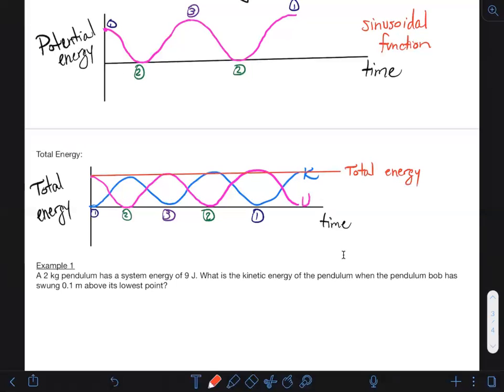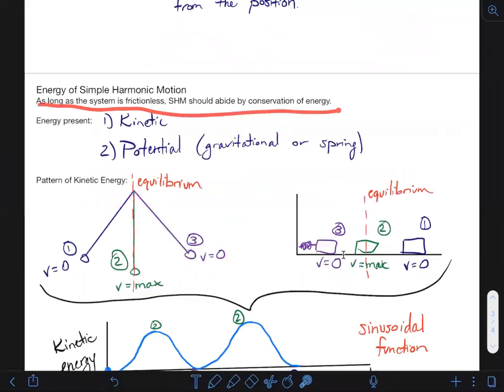which agrees with what we said at the beginning of this portion of the lecture, that as long as our system is frictionless, we should abide by conservation of energy. The total amount of energy in our system should be consistent throughout time.